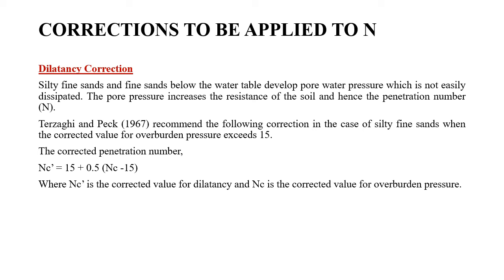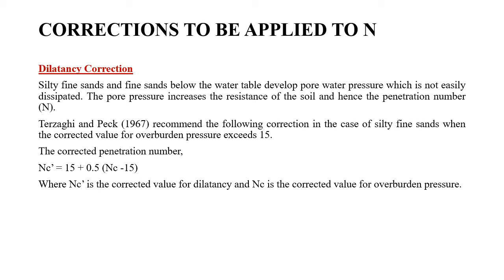Okay, so if your N value corrected for overburden pressure exceeds 15, then this is the equation that you have to apply to get the N value corrected for dilatancy. Okay, so if NC is the N value corrected for overburden pressure, and if that is greater than 15, then use this equation, that is 15 plus 0.5 into (NC minus 15), to get the N value corrected for dilatancy. Okay, so dilatancy correction always follows your overburden correction.